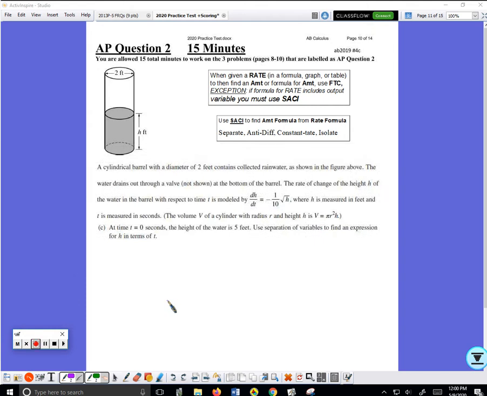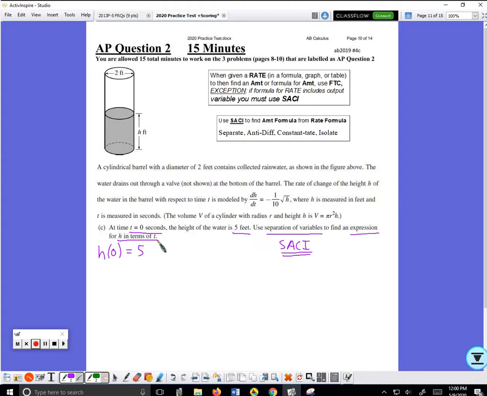Okay, at time t equals 0, the height of the water is 5 feet. I'd write that down. H of 0 is 5. Again, I'm not anticipating, I just read. Use separation of variables. SASSI and separation of variables are basically the same thing, to find an expression for H in terms of t.